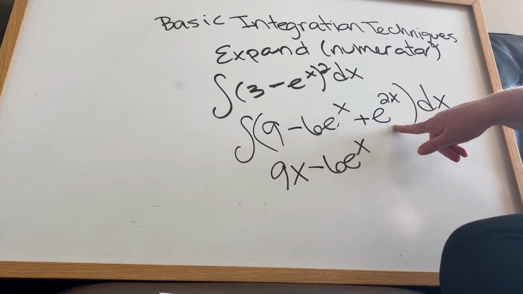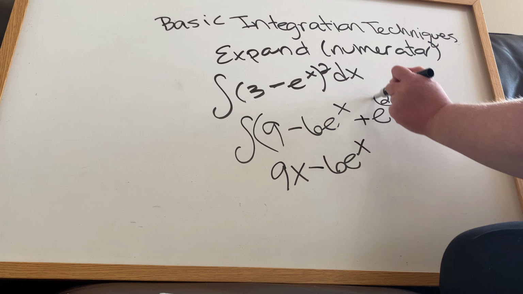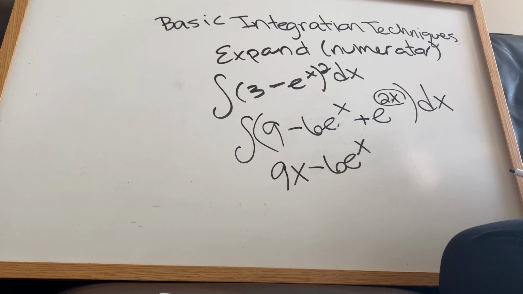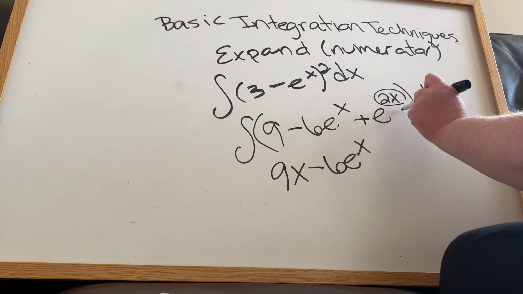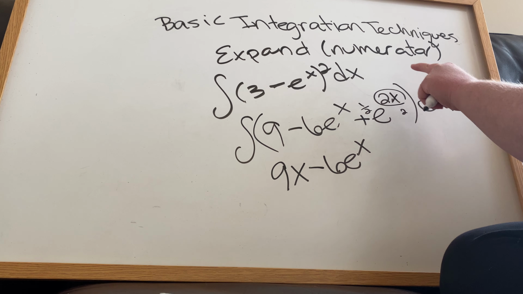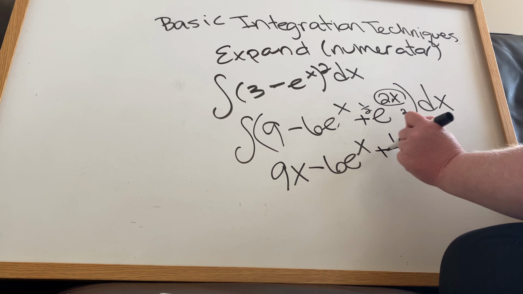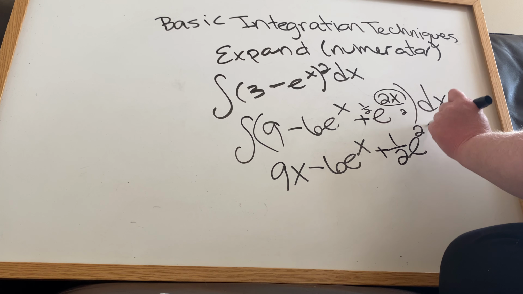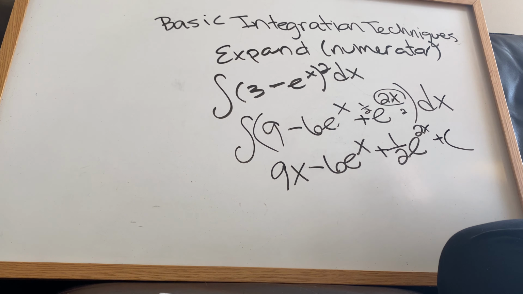And then for this last one, your u value would be 2x. So then your du value would be 2. And remember, you can write that down if you're not doing it in your head. So then you're missing a 2. So you put in the 2, you pull the 1/2, and then you have e to the u du, which integrates to be e to the u plus c.